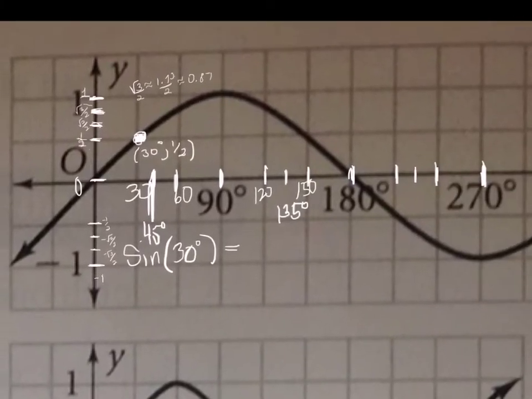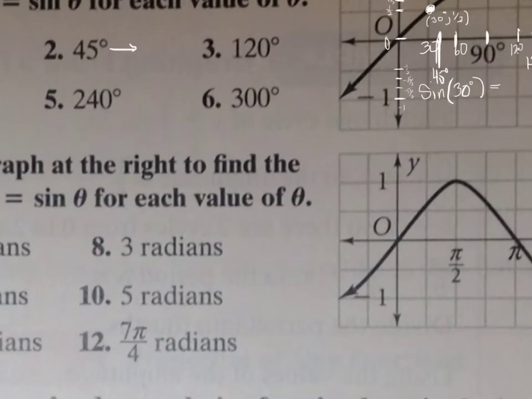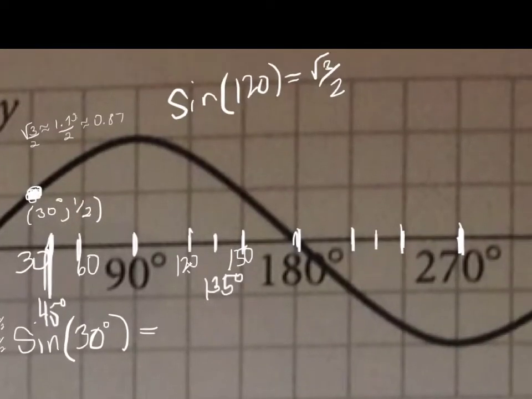What about 120? This is 150. So here's 120. Let's do the pointer. Okay, this is 120. So we go up. That's the official value root 3 over 2. So we can say sine of 120 equals root 3 over 2. All right. Let's look at the last few: 180, 240, and 300.